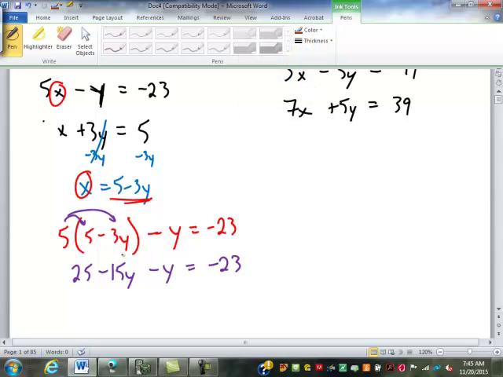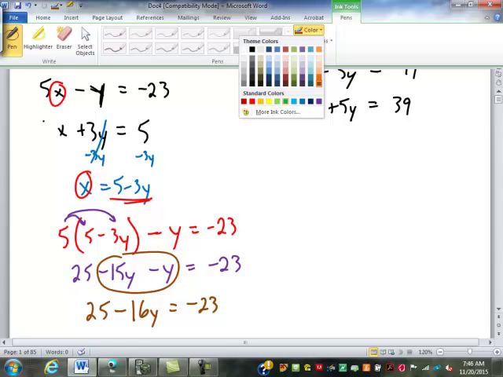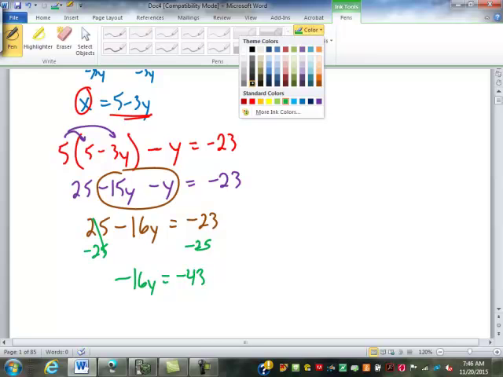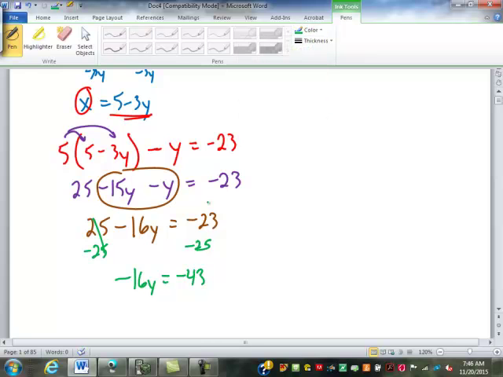And then 25 doesn't change, but I combine negative 15y and negative y to get negative 16y, equals negative 23. And then subtract 25. Negative 16y equals negative 48, yes, thank you.